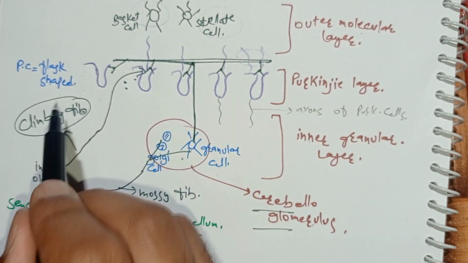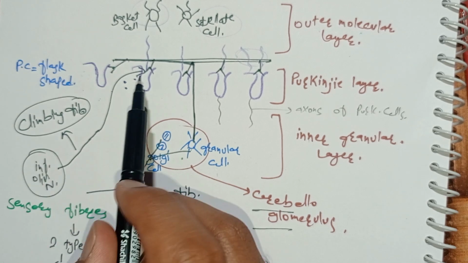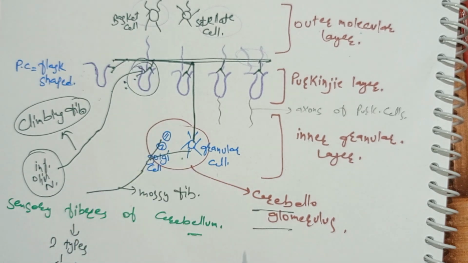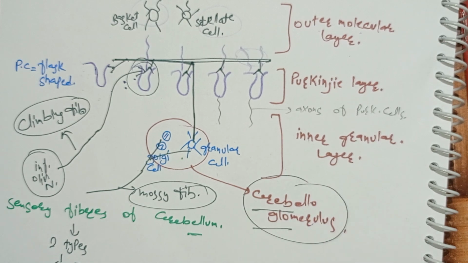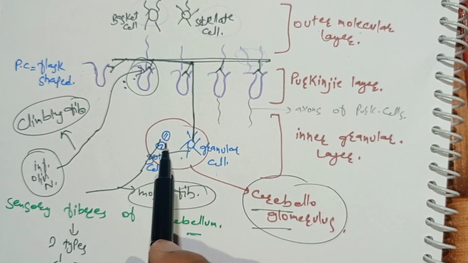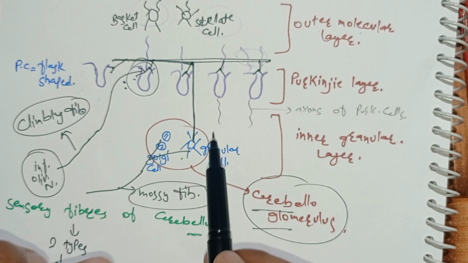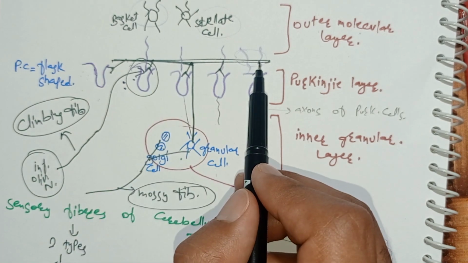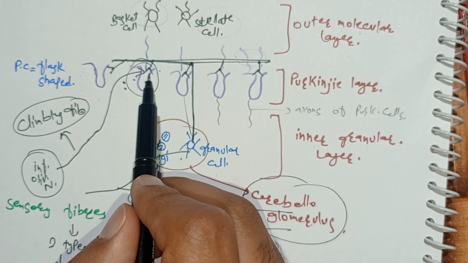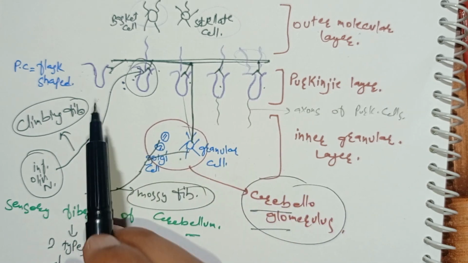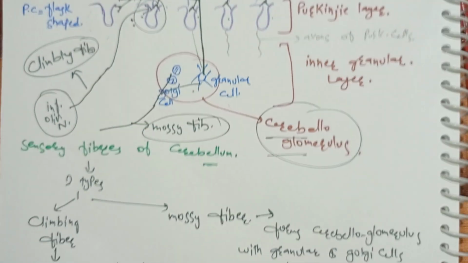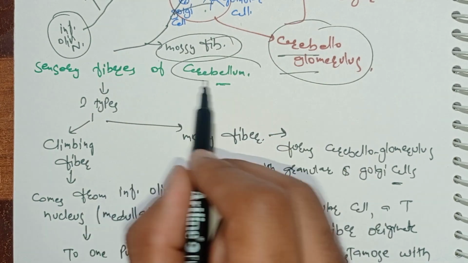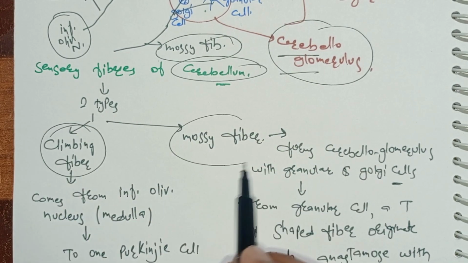Here is a distinction. This climbing fiber, which comes from the inferior olivary nucleus, gives its connection to just one Purkinje cell, whereas this mossy fiber forms the glomerulus rosette formation with Golgi and granular cells, and then from the granular cells a T-shaped fiber goes, anastomoses, and gives its connection to many Purkinje cells. So this is about the sensory fibers of the cerebellum, which are two: climbing fiber and mossy fiber.